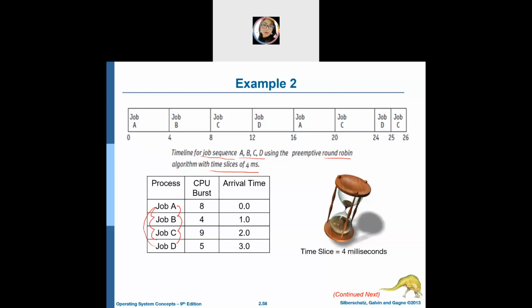First of all, let's do A first. How long are we going to do? Only 4, the quantum of 4 milliseconds, for job A. Then it hands off to B. How long do you do? 4 also, so it's already finished. After B, it goes to C. How much do you do? 4, so you have another 5 more. And you hand off to D. How long do you do? 4 times.